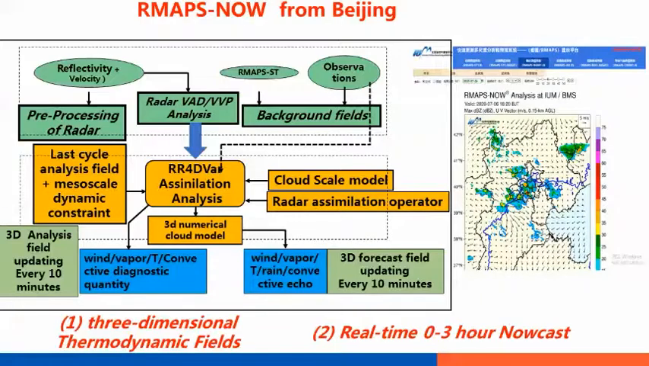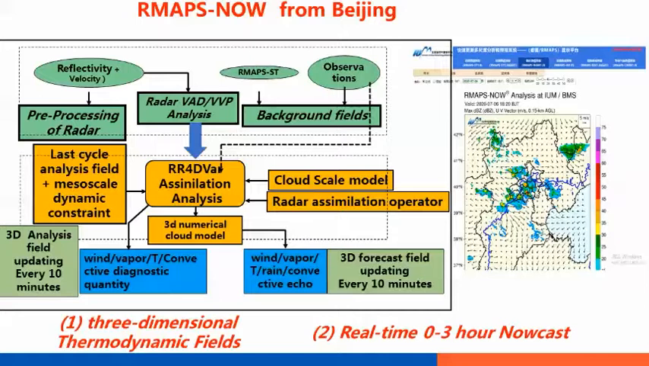We can use RMAPS now. This is a new generation of rapid updating multi-scale data analysis and prediction system. It is the RMAPS-ST subsystem, based on the quick-update four-dimensional variational assimilation technique, meaning 4DVar, and a three-dimensional numerical cloud model. A new generation of Beijing, Tianjin, Hebei Doppler weather radar data, radial velocity and reflectivity, is used for rapid four-dimensional variational assimilation.